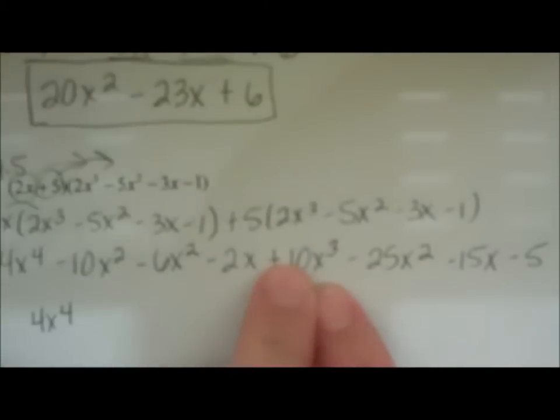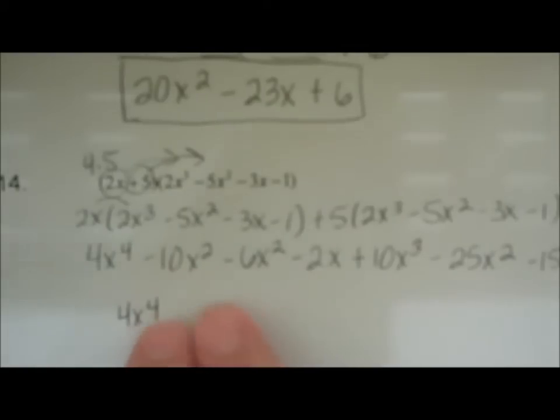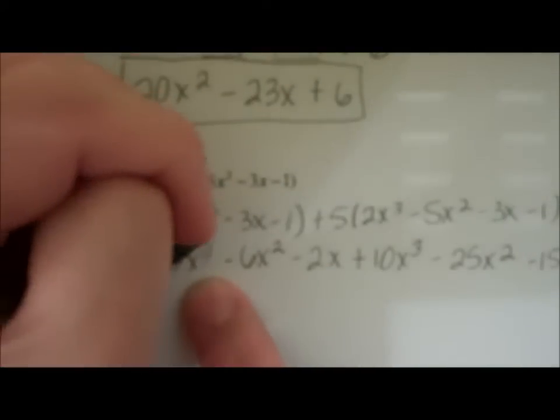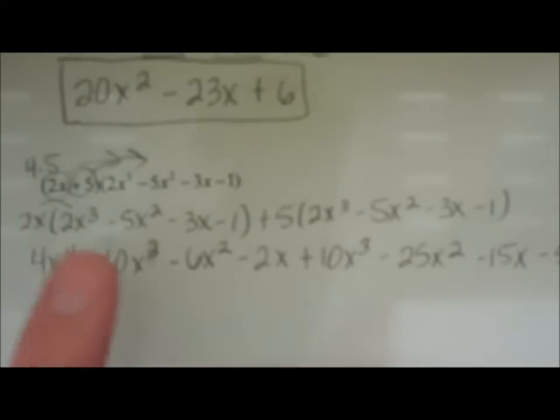Positive 10x cubed. Over here, I'm sorry, that was a mistake. This was supposed to say negative 10x cubed. If you notice, that's 2x times negative 5x squared. That's negative 10x cubed. So we have a negative 10x cubed and a positive 10x cubed. Those are going to end up canceling because negative 10, positive 10, that's 0.